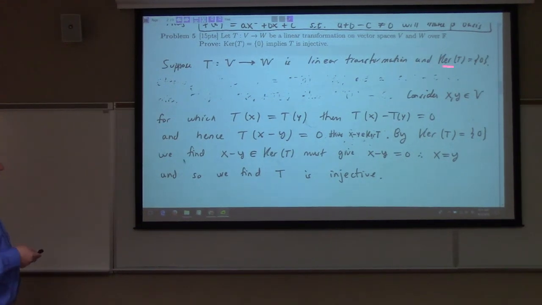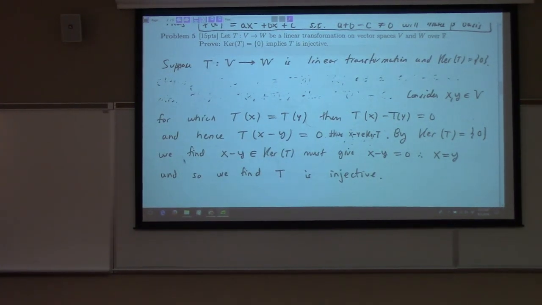So, linear transformation T, suppose the kernel is 0. Take x and y in V for which T of x is equal to T of y. That would mean that T of x minus T of y is 0. And consequently, T of x minus y is 0. Consequently, x minus y is in the kernel of T. But the kernel of T is 0, which means that x minus y is equal to 0, which then tells you x is equal to y, which is what I needed to do in order to prove that T is injective. Right? So that's that.